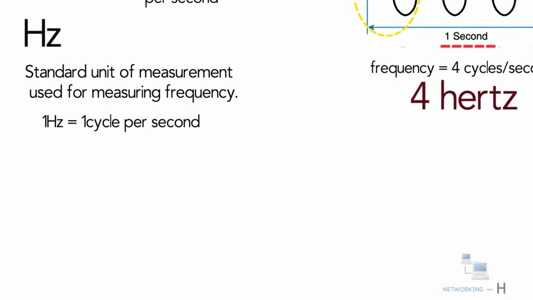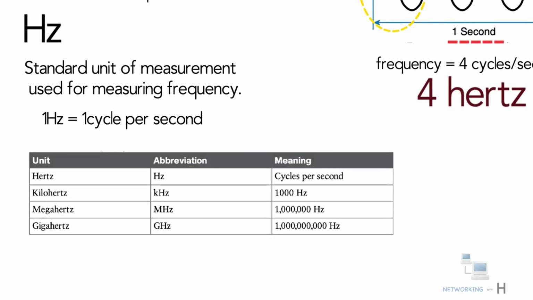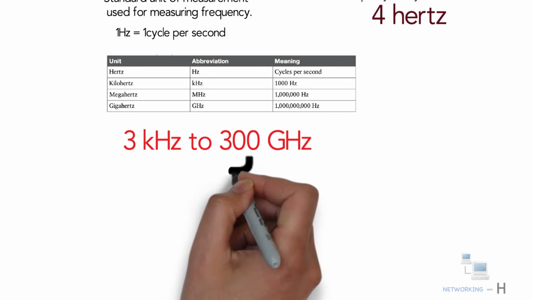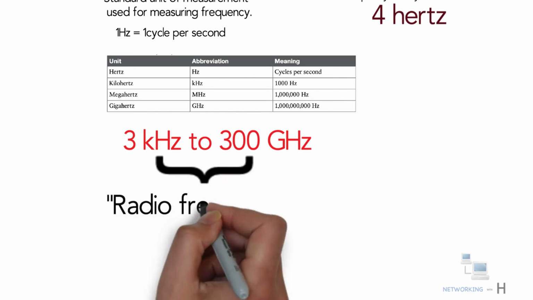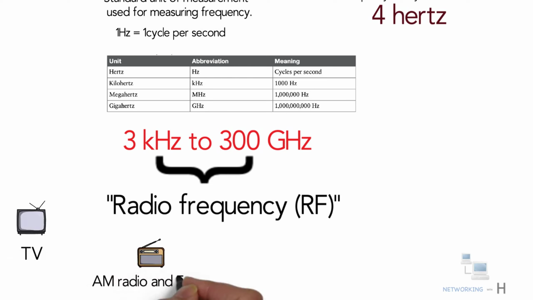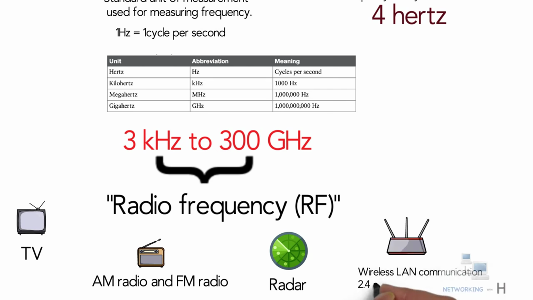So radio waves range from 1000 kilohertz to million megahertz, or billions, also known as gigahertz, of cycles per second. Any frequency range from around 3 kilohertz to 300 gigahertz is commonly called radio frequency. The range is utilized by different types of common radio communication devices such as television, AM and FM radio, radars, and wireless LAN communication routers using 2.4 and 5 gigahertz.